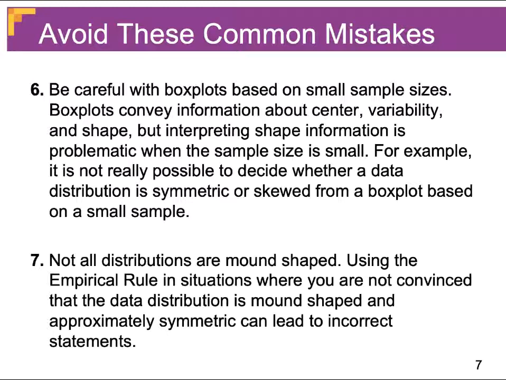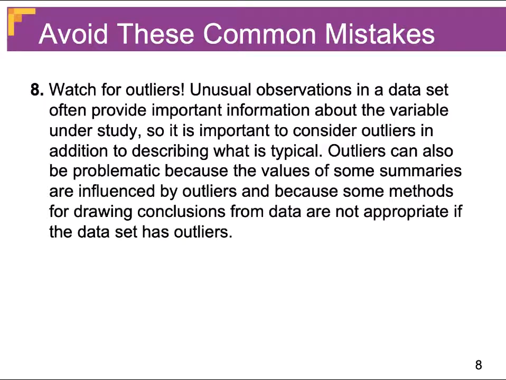Another thing to be careful is that the empirical rule is only for data distributions that are mound-shaped and approximately symmetric. You can't assume that that's going to be the case. Not all distributions are mound-shaped. So when that's not true, any of the decisions that you make with the empirical rule are going to be incorrect statements. And then finally, watch out for those outliers.